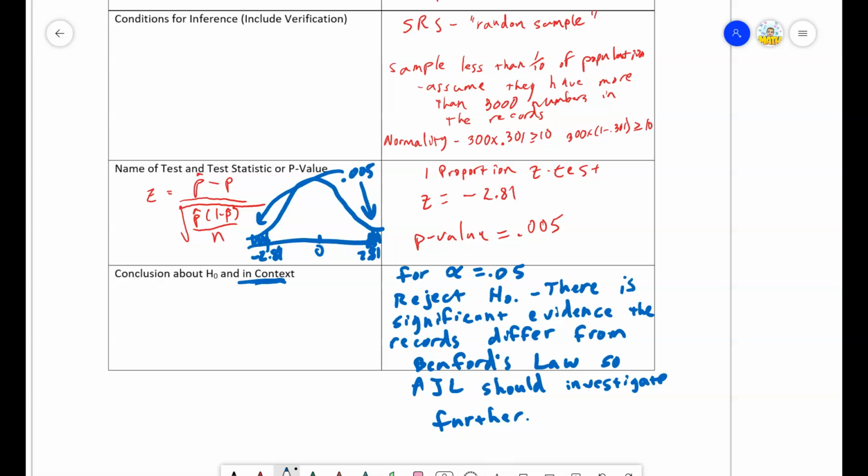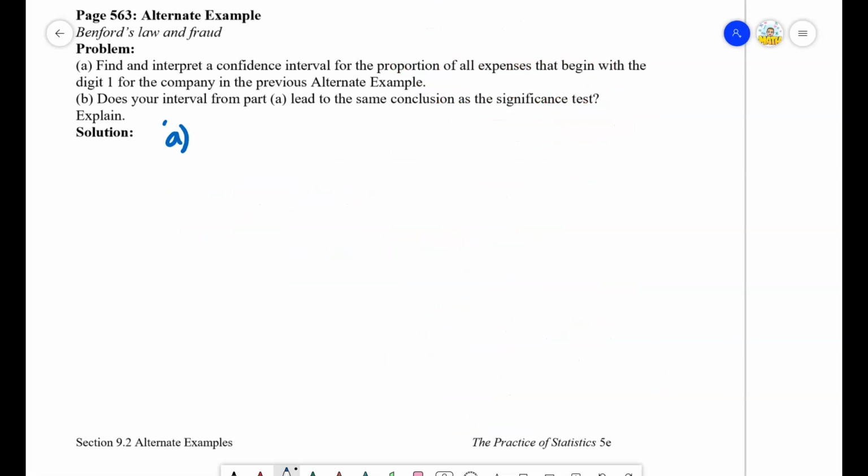So let's look at the second part to this example, where we look at the confidence interval and see if we draw the same conclusion. Remember, for part A, usually I would follow my confidence interval template. I'm going to skip that because the majority of the template, stating the parameter and verifying the conditions, is the same. I'm just going to go ahead and get the confidence interval. It's going to be p hat plus or minus z star times the square root of p hat times 1 minus p hat all over n.